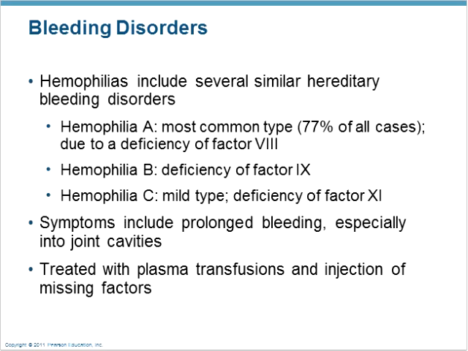We can have hemophilias, which include several similar hereditary bleeding disorders. We have hemophilia A, the most common type, 70% of the cases, and it's due to either an absence or a deficiency in factor VIII. So you can have factor VIII and it doesn't work, or you don't have factor VIII. You can have hemophilia B, which is a deficiency in factor IX. And you can have hemophilia C, which is a milder version, but it's a deficiency in factor XI. The symptoms can include prolonged bleeding, especially into joint cavities, so you can get what are called hemarthrosis. The treatment is with plasma transfusions or the injection of the missing factors.